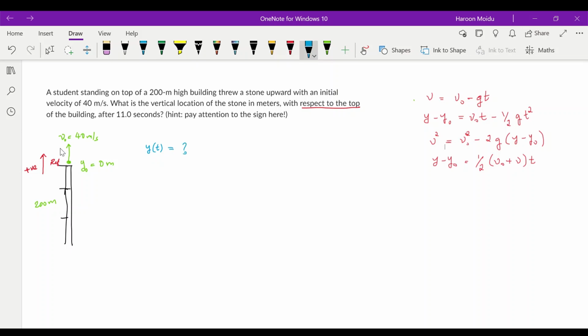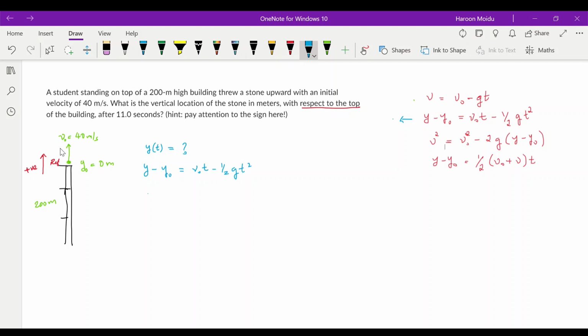Okay, so here we have v0, we have t, and we have y0. So it's easy, we can choose equation number 2. So let's take this one. Let's choose this equation: y of t minus y0 equals v0t minus half g t squared. And let's plug in the given data here.